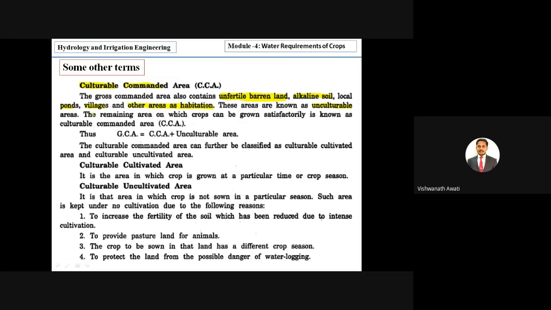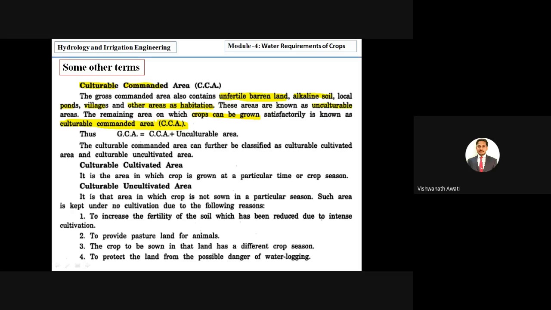After this, from the gross commanded area, if you remove the uncultivable area, you will get the remaining area on which crops can be grown. This word is very important. The area where crops can be grown satisfactorily is known as culturable commanded area. We should not be too happy with the gross command area. Why? Because even that includes villages or roads.